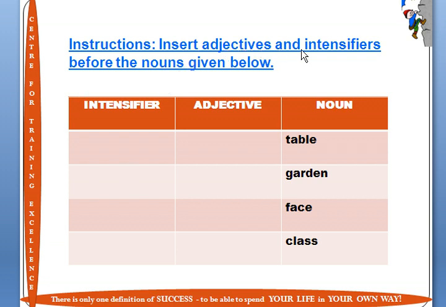Insert adjectives and intensifiers before the nouns given below.